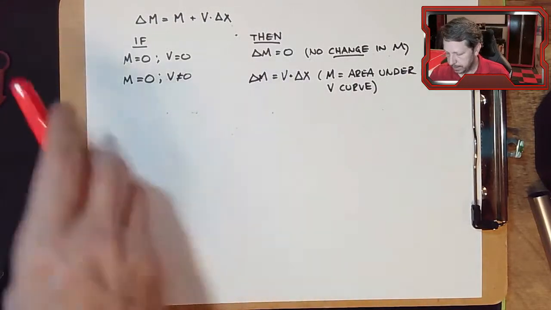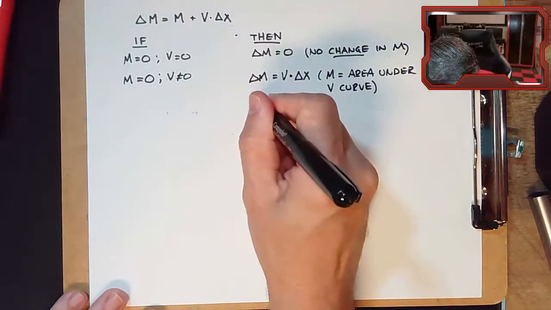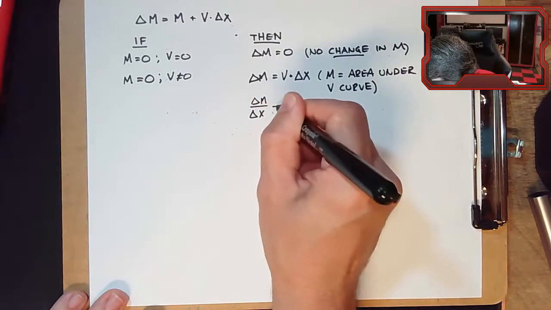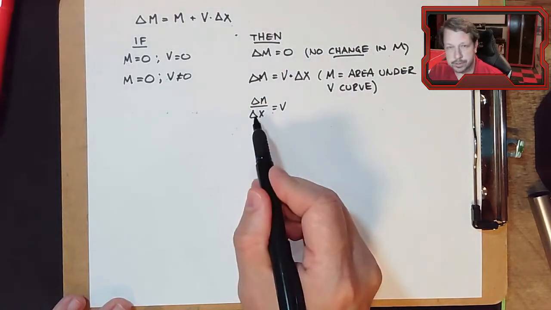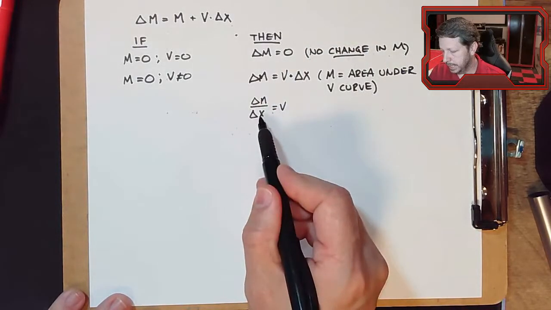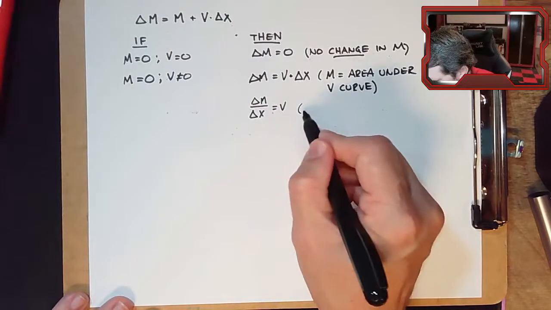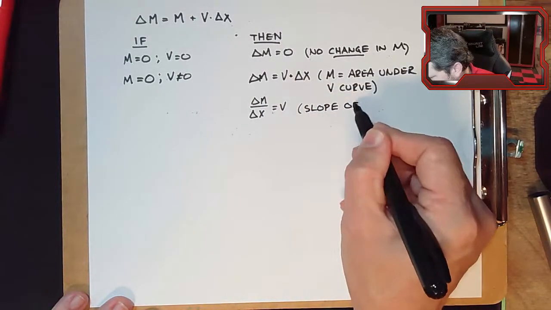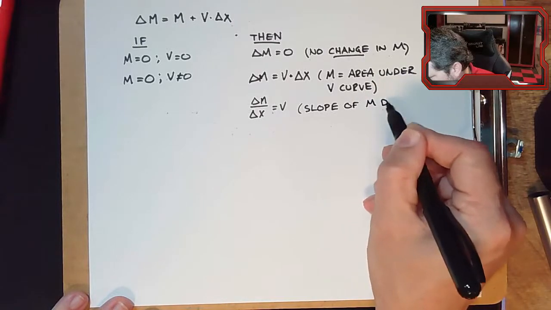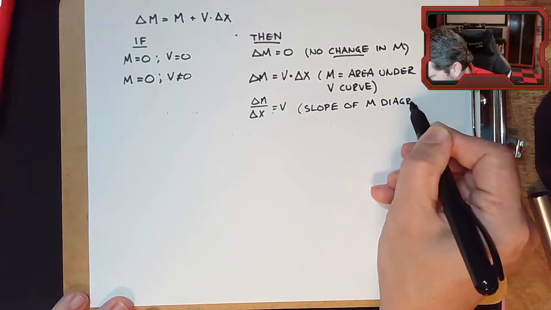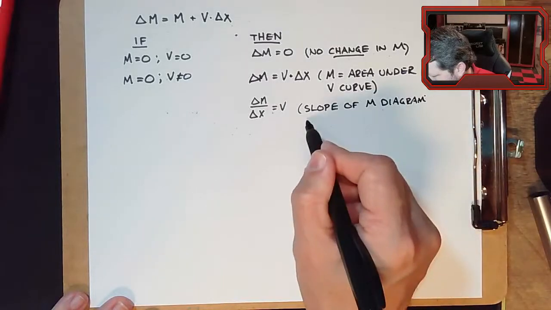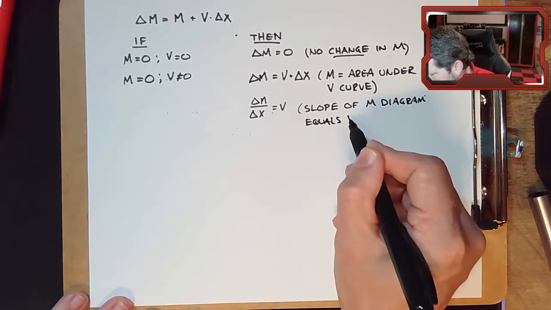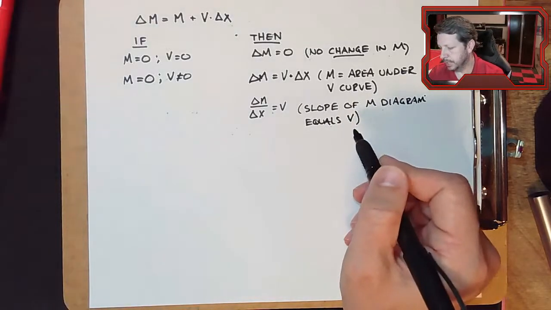I can also write this delta M over delta X equals V. So this tells me about the slope, dy over dx, the slope of the bending moment diagram, equals V, the internal shear force at that point.